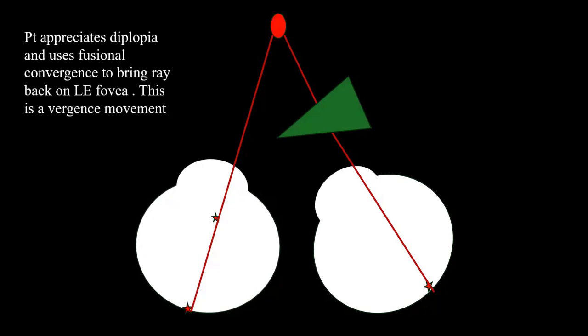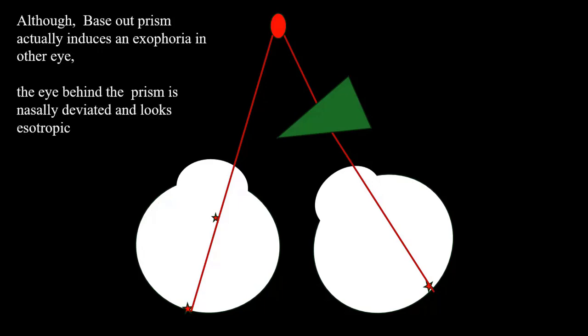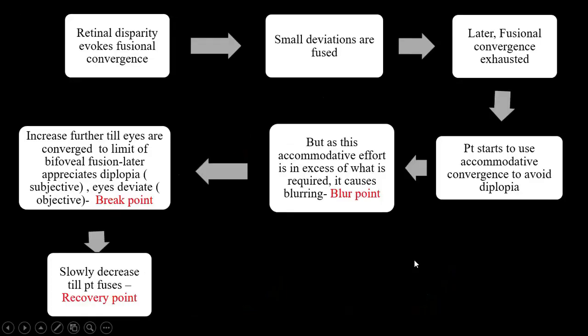There is going to be convergence movement. So base out prism actually induces an exophoria in the other eye so that the patient will use the fusional convergence to bring it back. Whereas the eye under the prism will actually look nasally deviated and esotropic. So here also there is going to be a blur, break and recovery point, but the cause of blur here is because the patient is exerting more accommodative effort. Once the fusional convergence is exhausted, next to use is the accommodative convergence. This accommodative effort is in excess of what is required and that causes the blurring. So that is the blur point here.